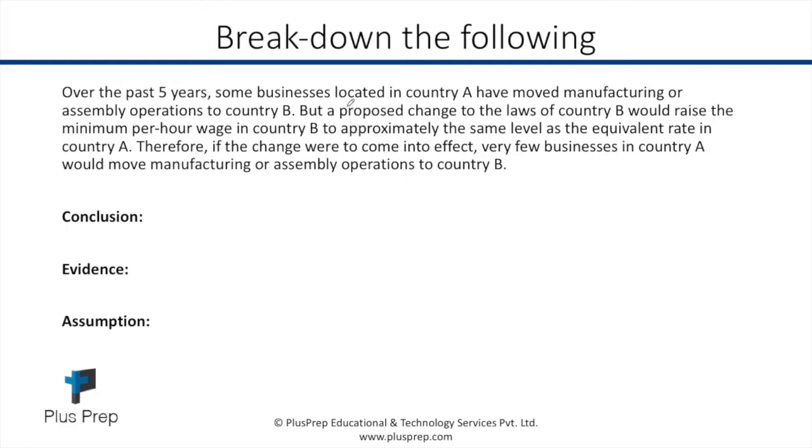So it says, over past 5 years, some businesses located in A have moved manufacturing or assembly operations to B. So companies move from A to B. But there is a new change that says that the per hour wages in A is going to become approximately the same with B. Or in other words, B's per hour wage is going to be raised to that of A. And based on this, the author says, therefore, and that's a good indicator that it's a conclusion, if the change were to come into effect, very few businesses in country A would move manufacturing or assembly operations to country B.